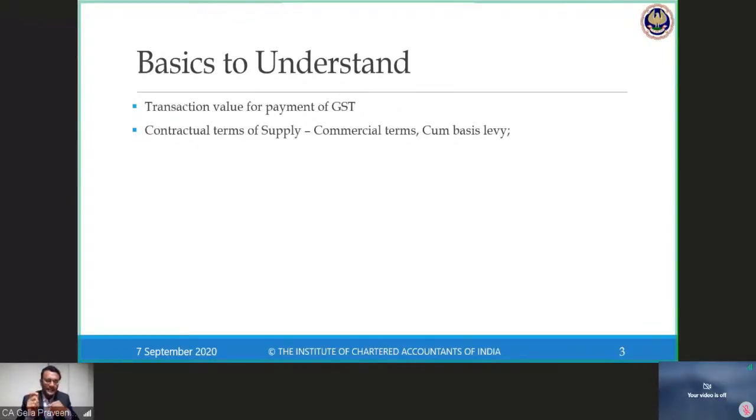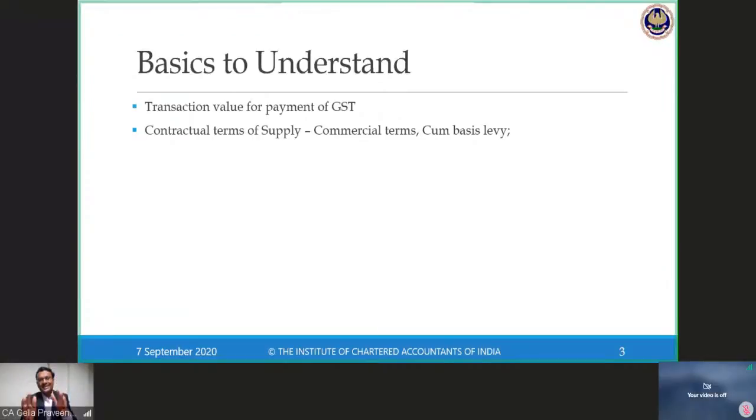We will pick up one example in relation to job work. When I go to section 15, I'll give you in detail how these commercial terms are relevant. First, we need to understand how we have to determine this value of supply. Next is your cum-basis levy. When we look into the contract, when I recover money, when I get money from my customer, is the money inclusive of taxes or exclusive of taxes?